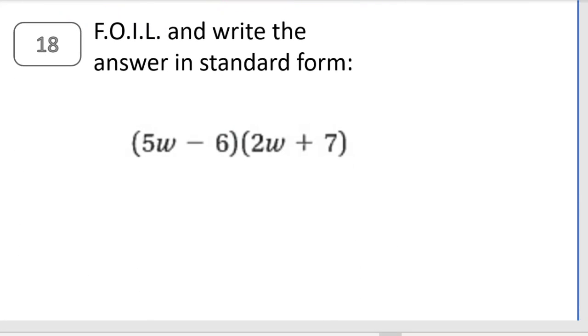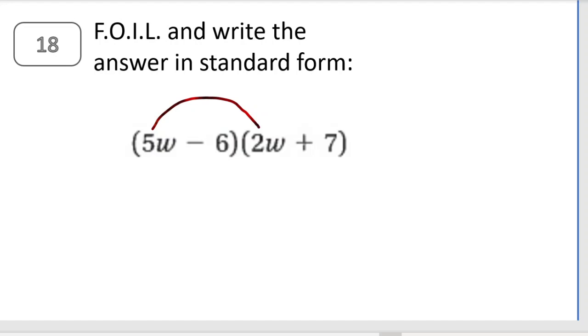Alright, problem number 18, FOIL. So FOIL is a reminder to use distributing, but double distributing. F stands for first, or front. I think first. Either way, we're going to multiply the two first terms. The first term in the first parentheses by the first term in the second.